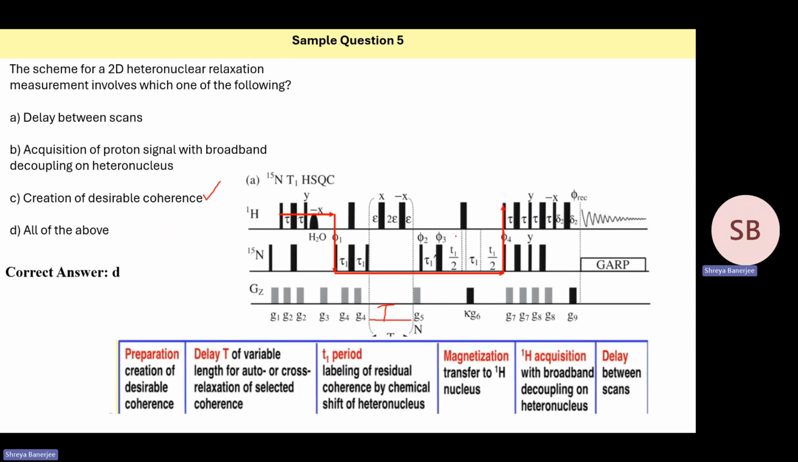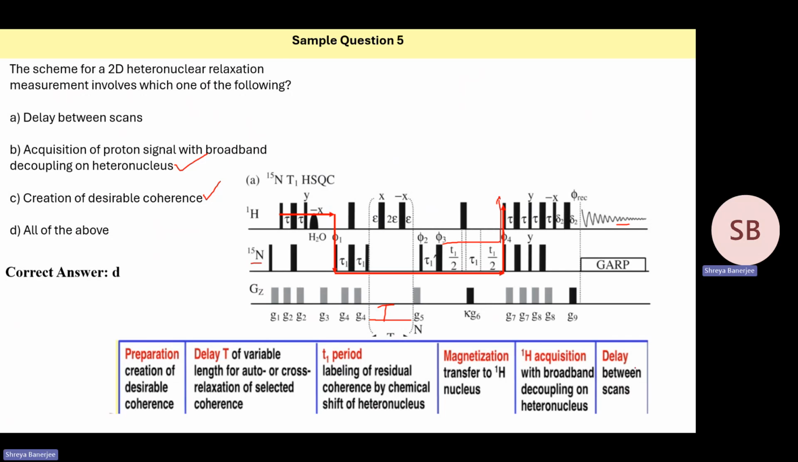Then you have a time period t1 to label the residual coherence by chemical shift of the heteronucleus. Here it is 15N. Then there is a magnetization transfer back to 1H. You can see magnetization transfer back to 1H. Then the 1H signal is acquired. If you remember, in solution state NMR, which we have been doing so far, the FID is always collected on 1H. So 1H acquisition is done with broadband decoupling on the heteronucleus. Acquisition of the proton signal with broadband decoupling, so this is part of the 2D scheme.